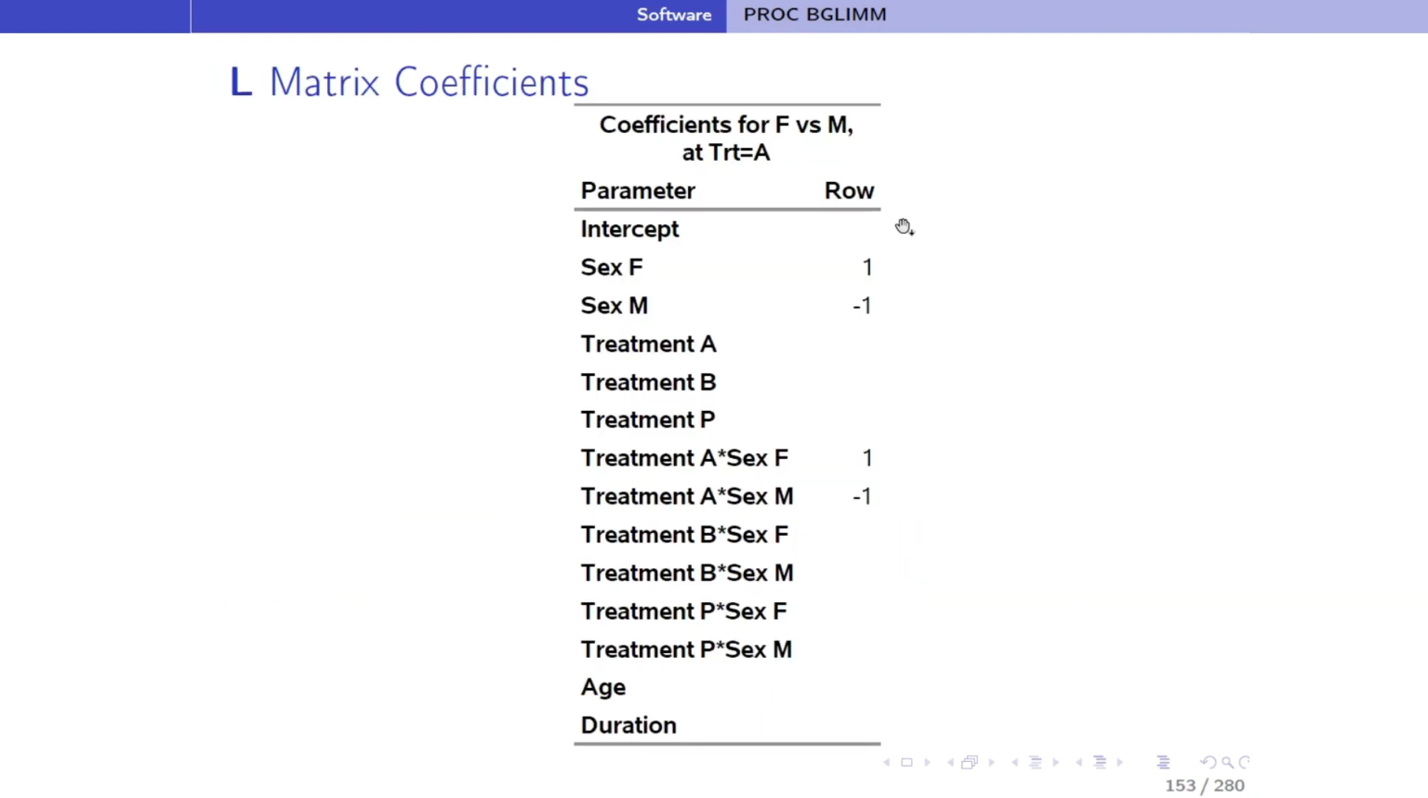And this is the ESTIMATE statement where the weights are being used on the coefficients, to compute the odds ratio.